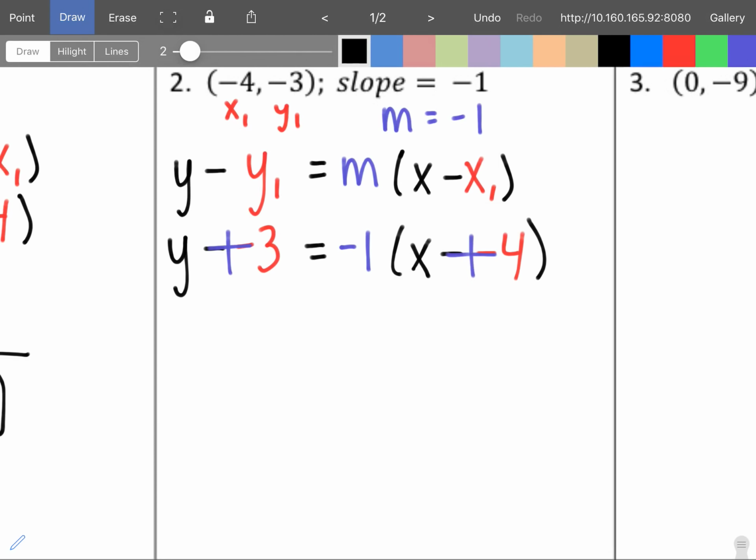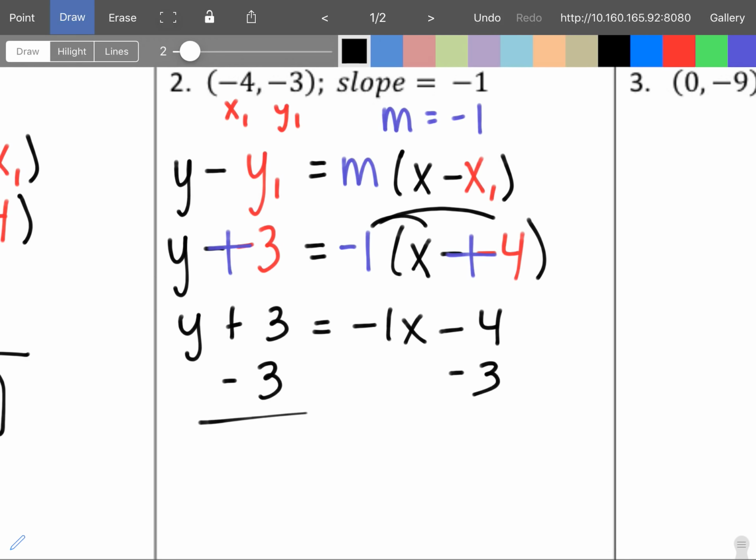All right. So remember, this would be point slope form. If I asked you to leave it in point slope form, you'd leave it like that. But it asks for slope intercept, and slope intercept is y equals mx plus b. So our goal here is to get this y alone. So y plus 3 equals negative 1x minus 4. We're just distributing that negative 1. Now I'm going to subtract 3 from both sides. Y equals negative 1x minus 7. Negative 3 minus 4 is negative 7.